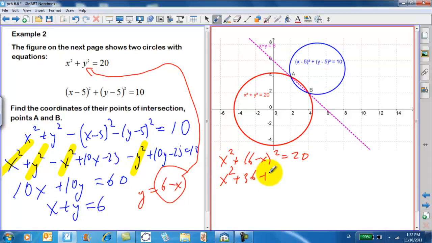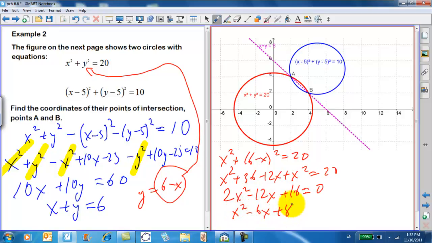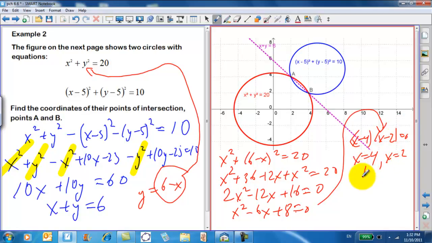So x squared minus 36x minus 36 minus 12x plus x squared equals 20, or 2x squared minus 12x plus 16 equals 0. And factor out 2, x squared minus 6x minus 8 equals 0. And so you get (x minus 4) times (x minus 2) equals 0. And there we go, x equals 4, or x equals 2.